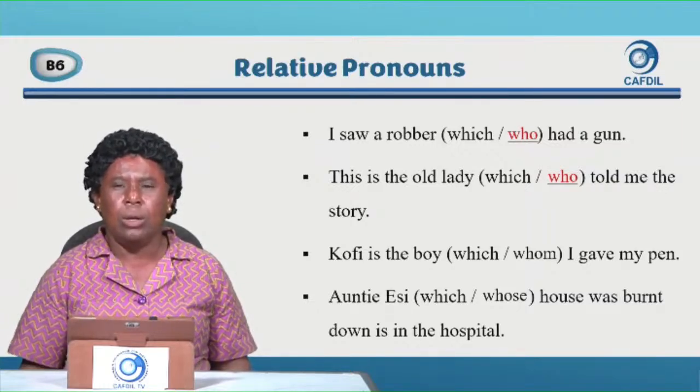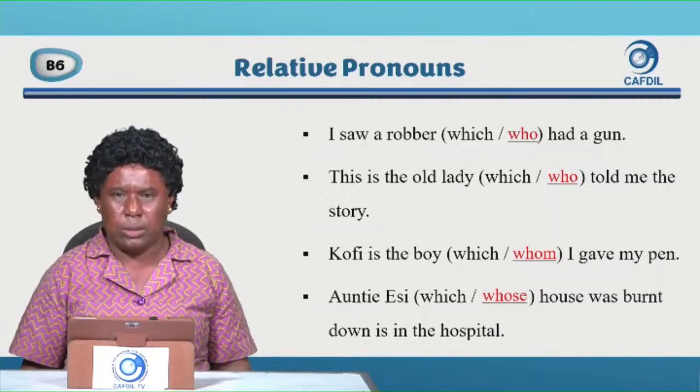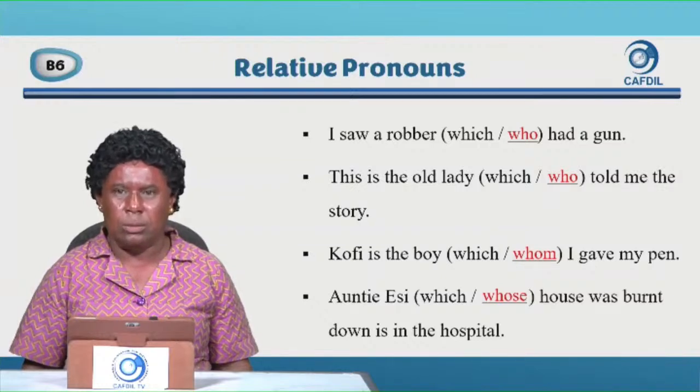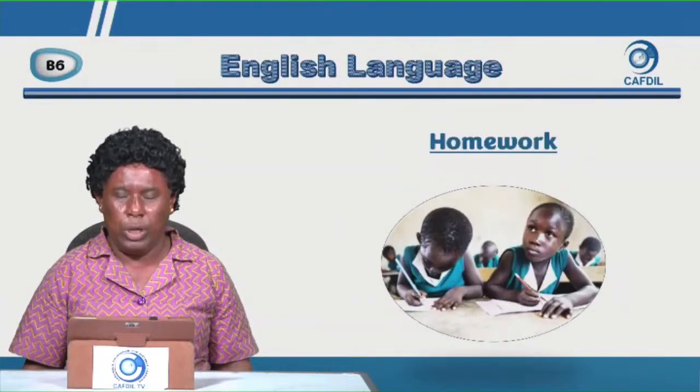The next sentence, Kofi is the boy. Let's choose the correct relative pronoun. Kofi is the boy whom I gave my pen. So whom is the right relative pronoun. Let's go to the next one. Auntie Essie, whose house was burnt down, is in the hospital. Let's read it again. So these are all the relative pronouns used in the sentence to make it complete.